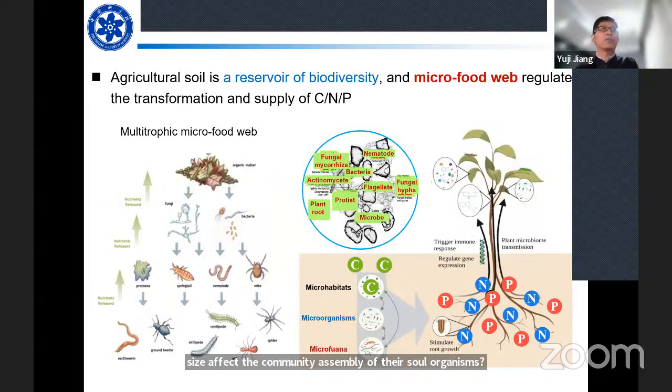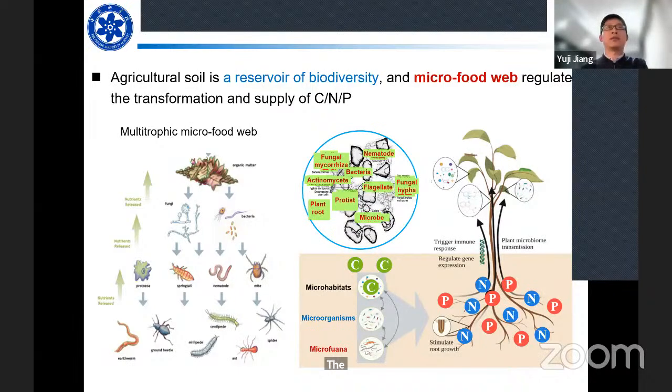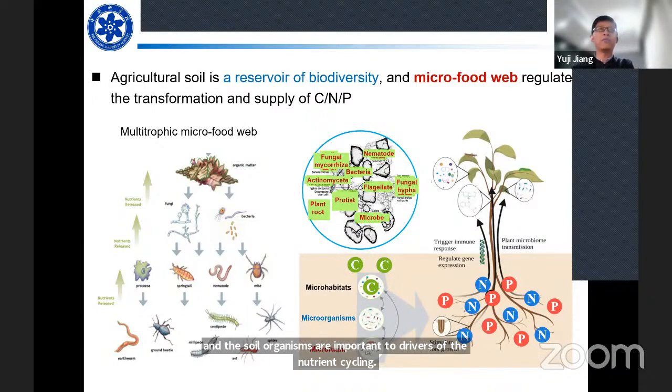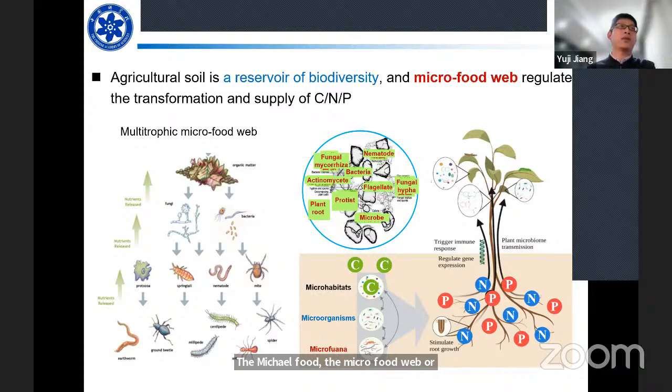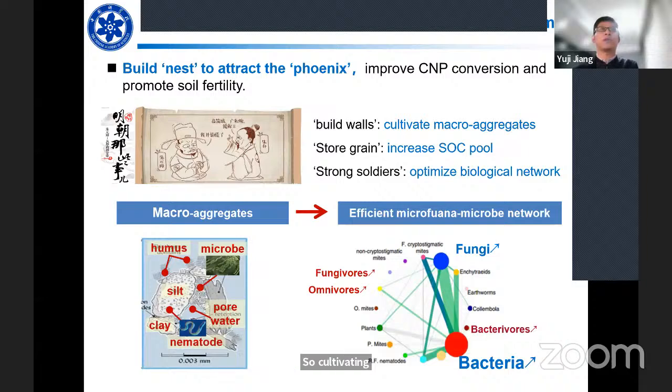Agricultural soils are a reservoir of biodiversity, and soil organisms are important drivers of nutrient cycling. The micro food web constructed by soil animals and microorganisms regulates nutrient transformation and supply. So cultivating soil macroaggregates is one of the key goals in improving soil fertility and health. It will help us to build an efficient network between soil animals and microorganisms and strengthen nutrient cycling. So we ask the third question: what are the principles of the functional regulation of soil organisms?